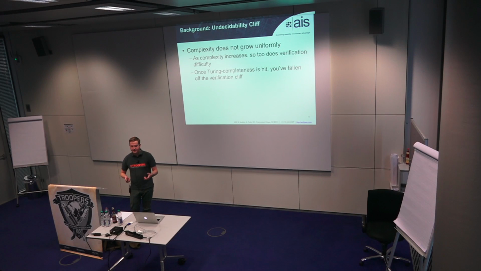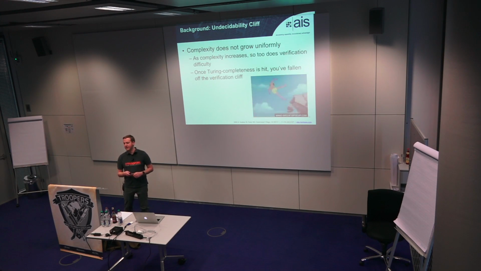So then we talk about the undecidability cliff, which essentially means complexity grows as your program gets more and more complicated. It doesn't necessarily grow in a uniform pattern. As the complexity increases, so too does the difficulty of tool verification. There are more test cases you need to write. If you're writing unit tests for a very simple application, that's quite straightforward. As it gets more complicated, so too does the difficulty of that verification. And once you hit Turing completeness for your software, you've fallen off this verification cliff.